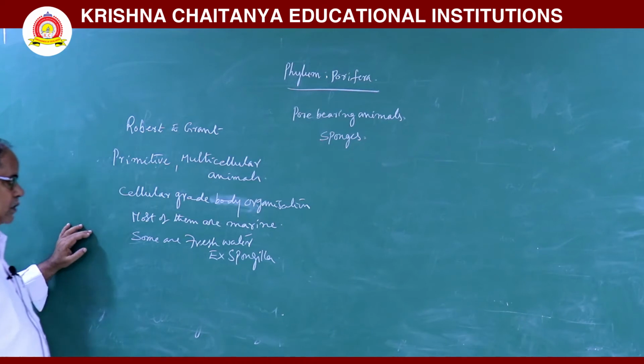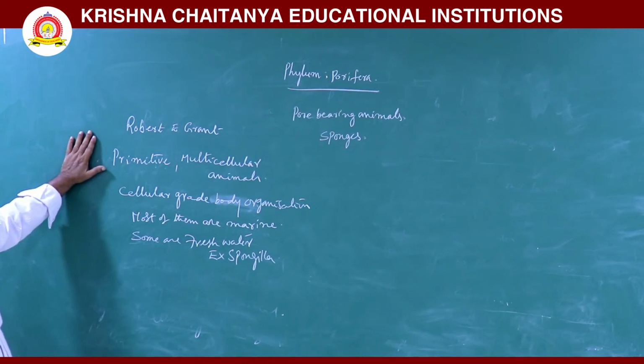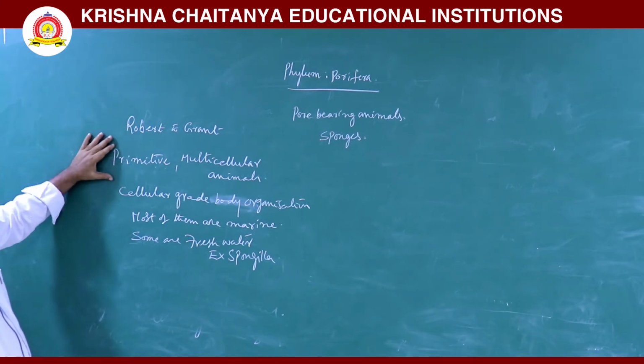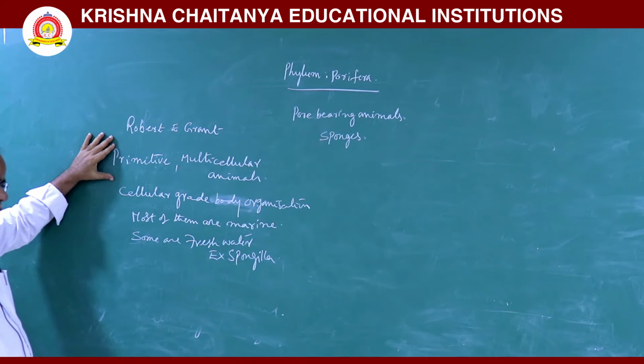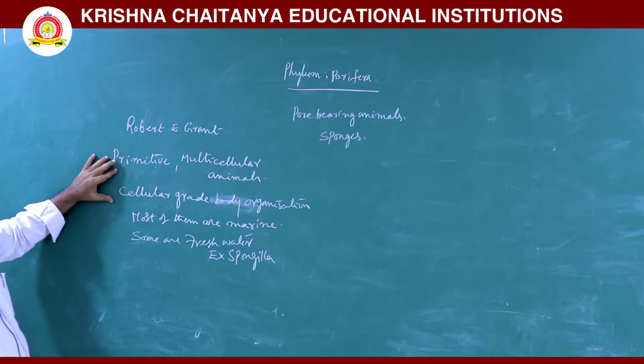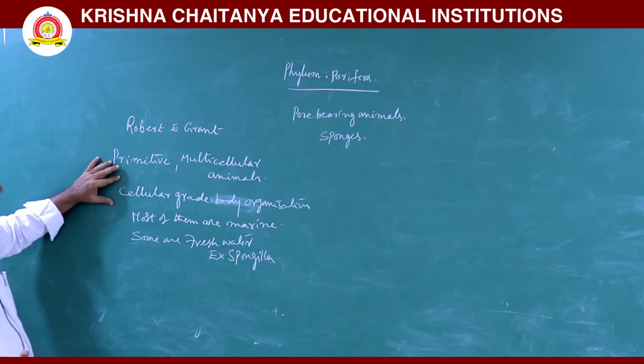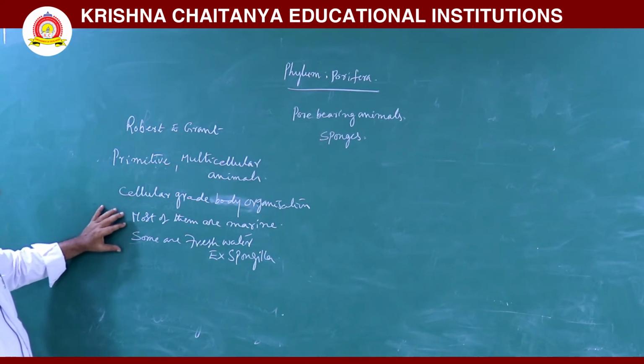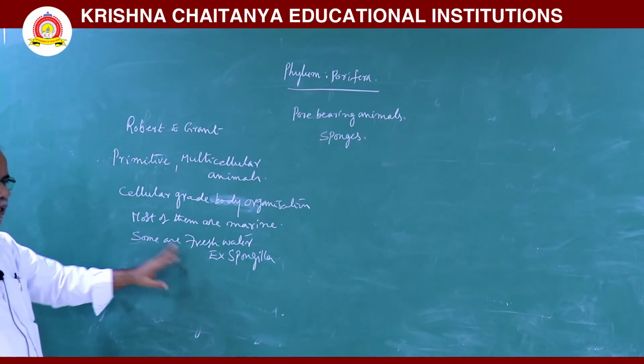So the name Porifera was coined by Robert E. Grant. They are primitive and multicellular animals, but tissues are not formed here. Only the body is made up of different types of cells. These cells are aggregated loosely. This type of body organization is called cellular grade body organization. Next, most of them are marine. Some are freshwater, for example Spongilla.